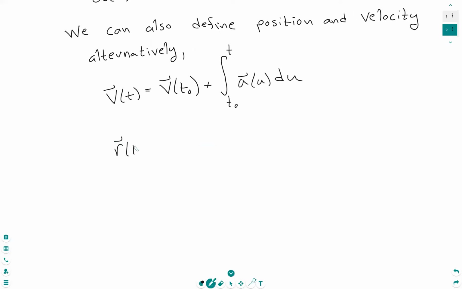So r of t is our position at some given point t naught plus the integral from t naught to t of velocity u du. And u here is just a dummy variable, right? We can't put t again because we're using t in the bounds.